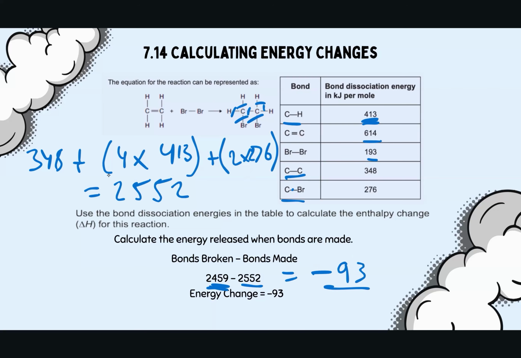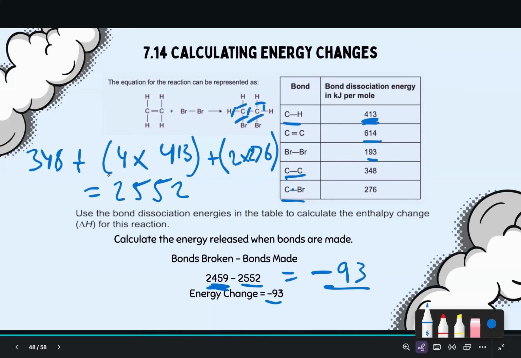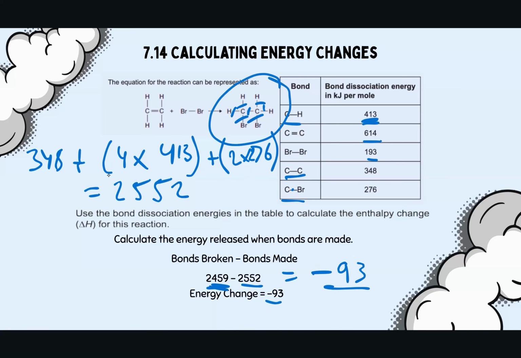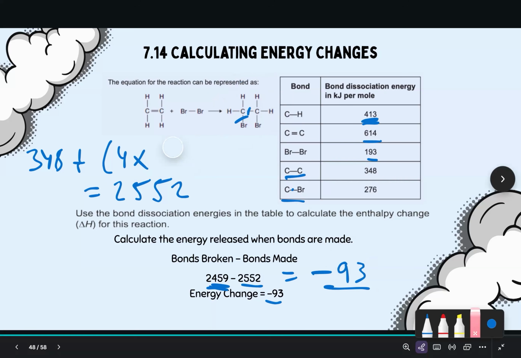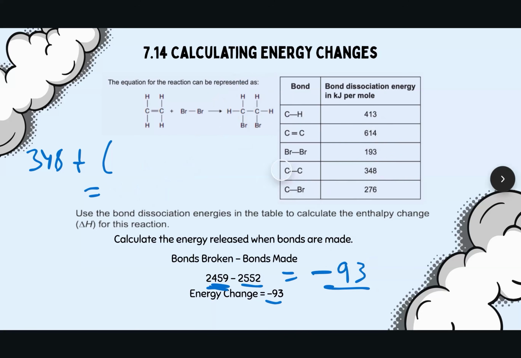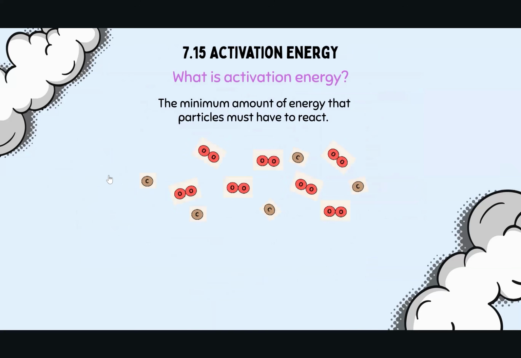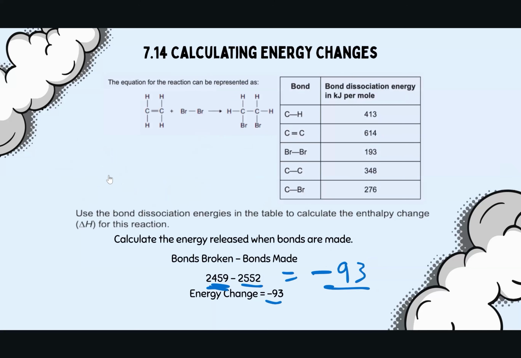Now, because energy has been released, as in this side here, this is the exothermic side. Because we have a negative number, which means the reaction was exothermic. We know it's exothermic because energy has been released and lost to the surroundings. That's why we have a negative number. If you have a positive number, that's energy that's been taken in.